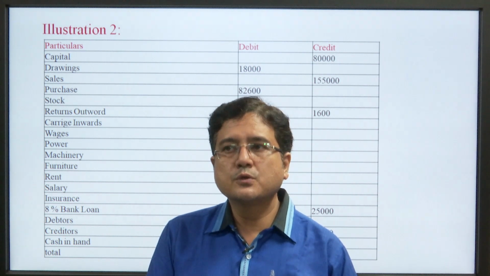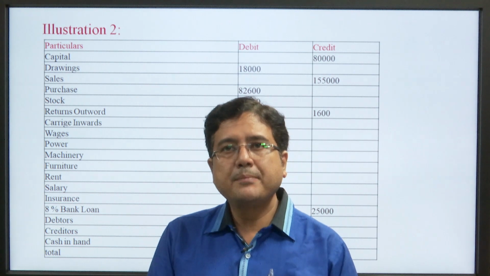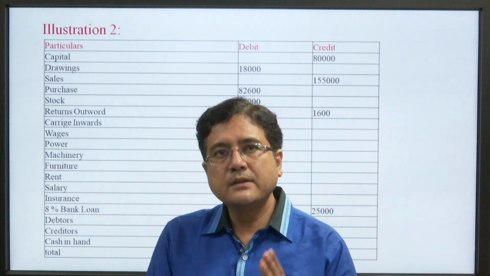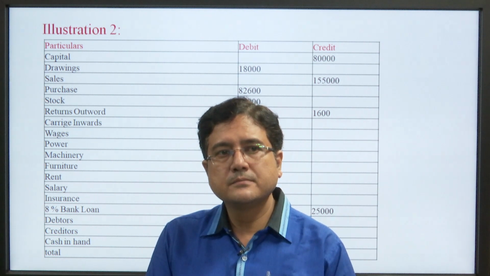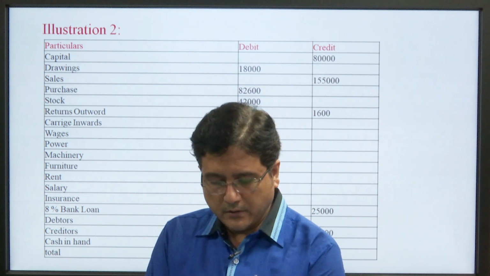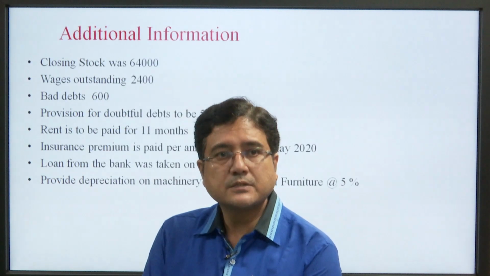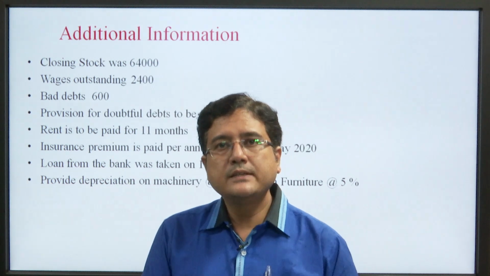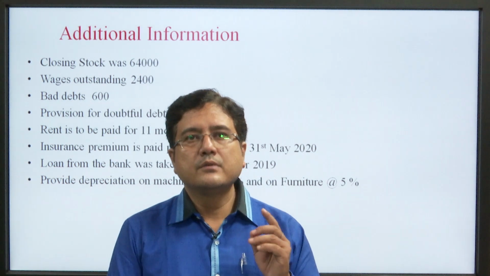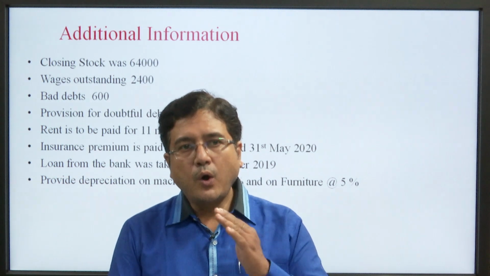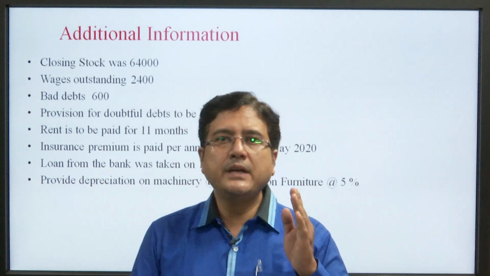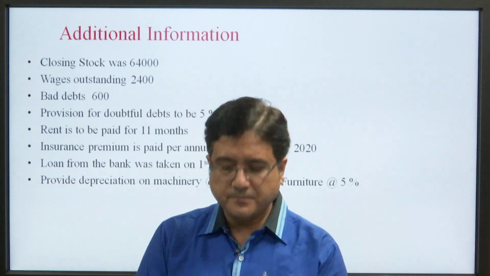The second illustration also shows the same kind of thing. Capital is already given, it is a trial balance, drawings already given, and these are the adjustments. The closing stock is 6,400, wages 24. So, all the items here need to be adjusted according to that rule.